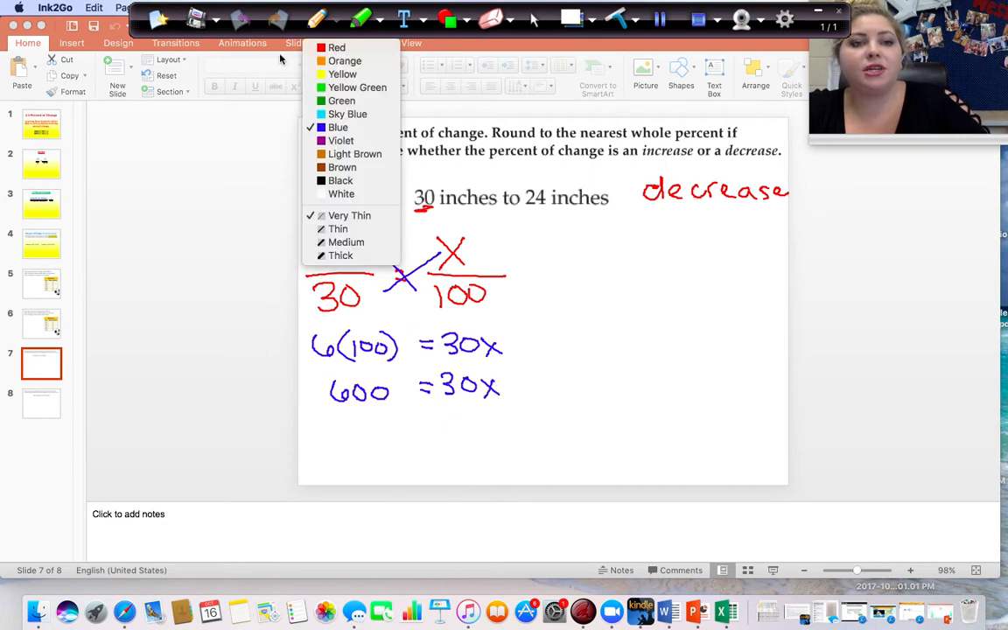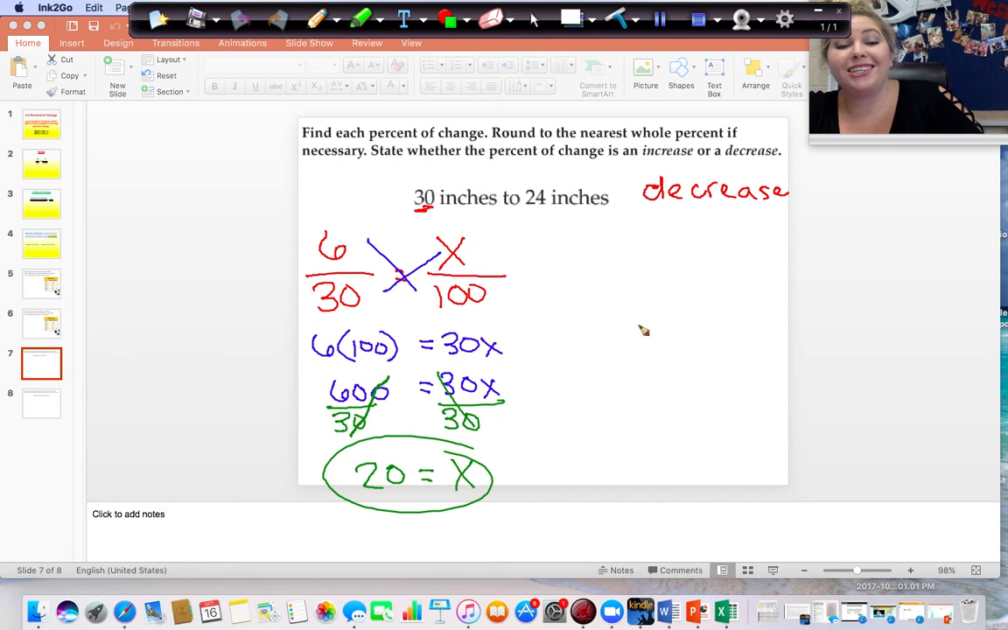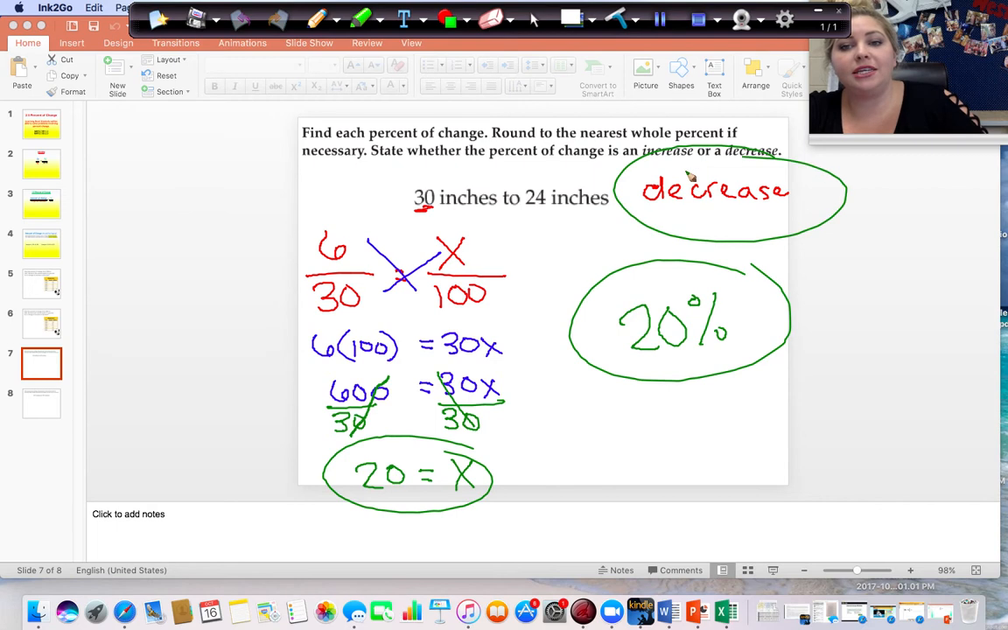Okay, to solve this, we need to divide both sides by the same thing. So I'm going to divide this side by 30, and I'm going to divide this side by 30. 30 divided by 30 gives us 1, and 1 times x is x. And 600 divided by 30, the zeros trick is if they both end in zeros, you can just cut off those zeros. And now it's 60 divided by 3. 3 goes into 6 2 times, and we have 0 left over, so it is 20. So my percent of change is 20%, and it is a decrease, 20% decrease.